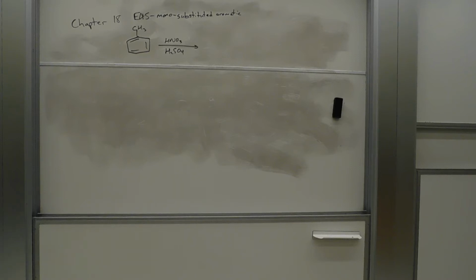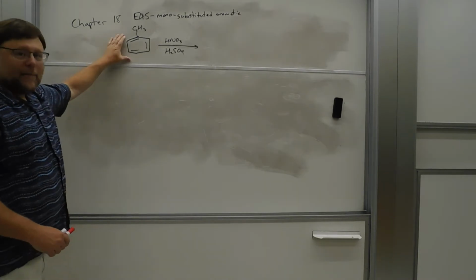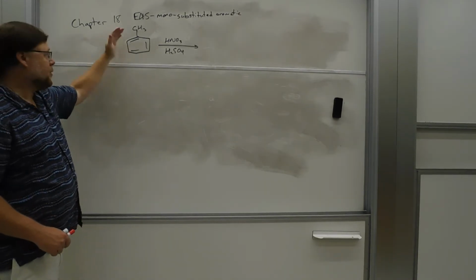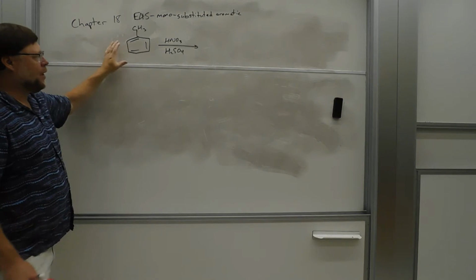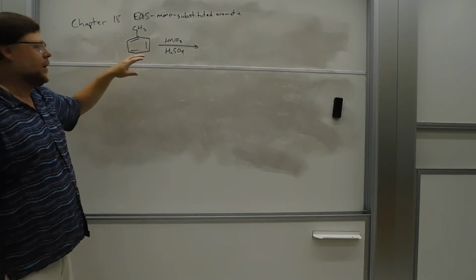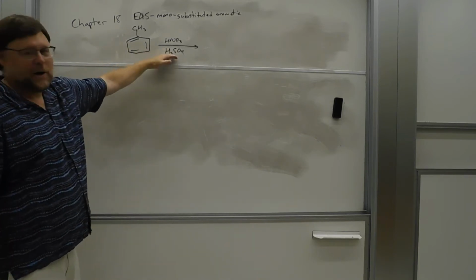All right, let's look at what happens when we do electrophilic aromatic substitution on an aromatic molecule that's got one substituent. So it's a monosubstituted aromatic. And the example I'm going to show is nitration of toluene. So here we've got toluene, we have nitration conditions.